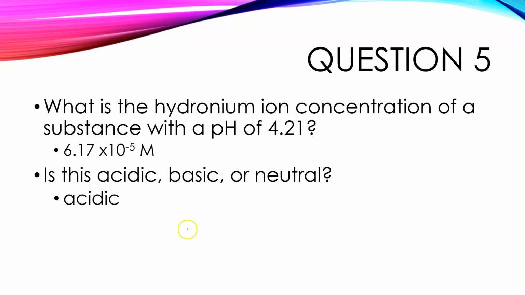If you didn't get that as your answer, let's take a look at how you would have gotten that. So we know that the hydrogen or hydronium ion concentration, remember they can be used interchangeably, is equal to 10 to the negative pH, which in our case is 4.21. We then rounded to 3 sig figs because our starting answer had 3 sig figs.